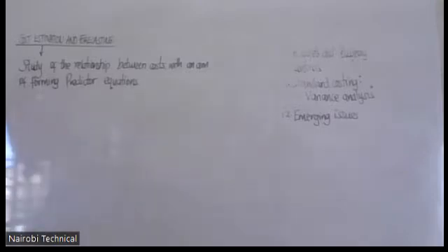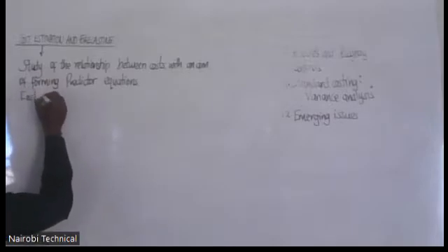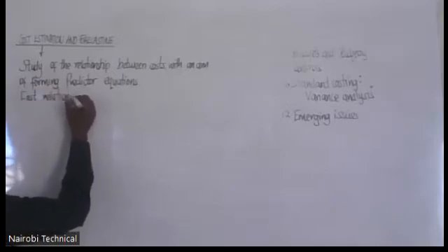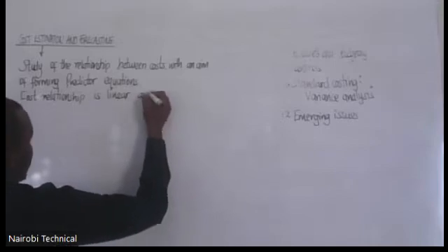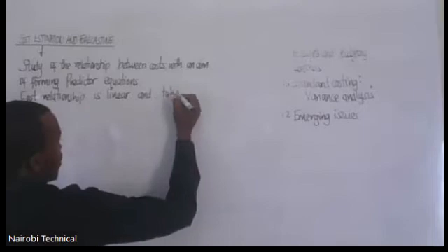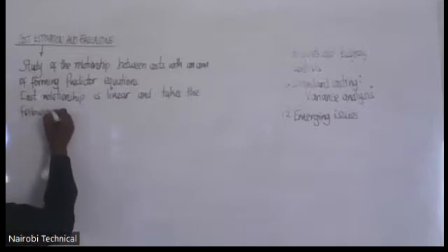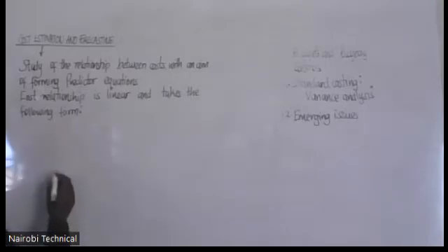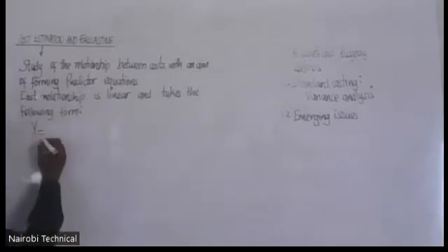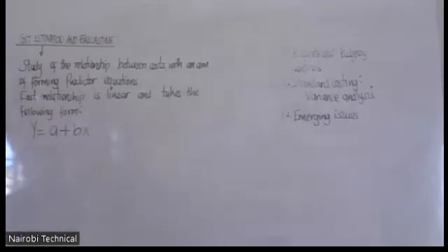And now costs are assumed to be linear. So the cost relationship is linear in nature, and it takes the following general form: Y = A + Bx. Remember, a linear equation takes the form Y = A + Bx.